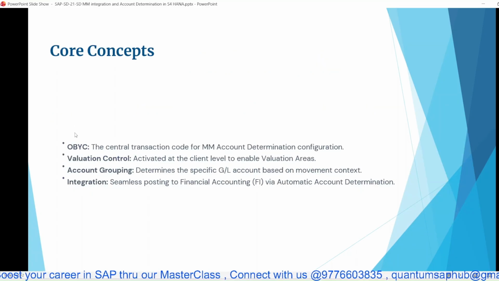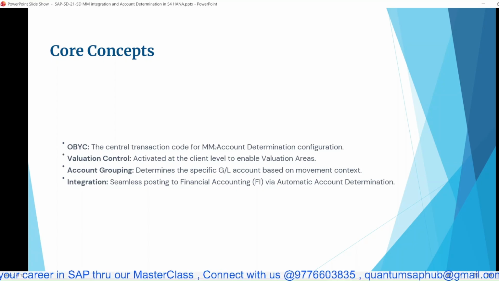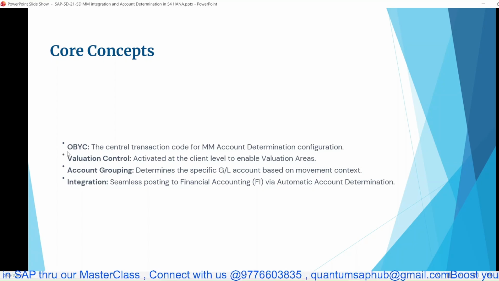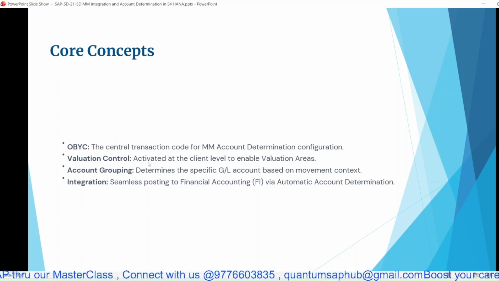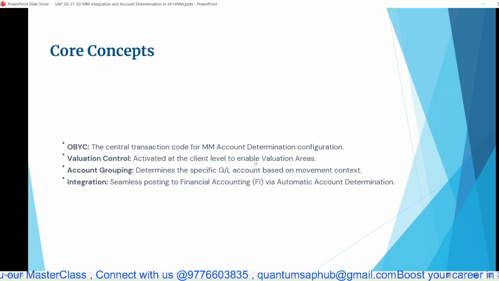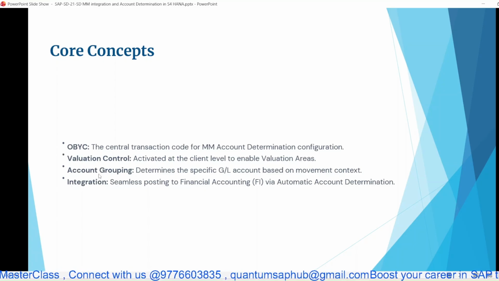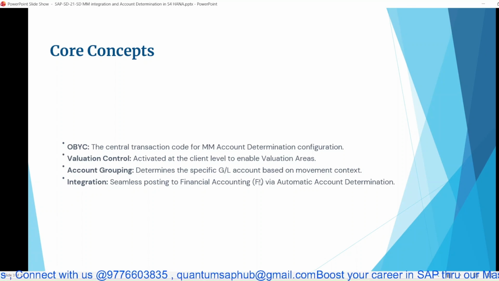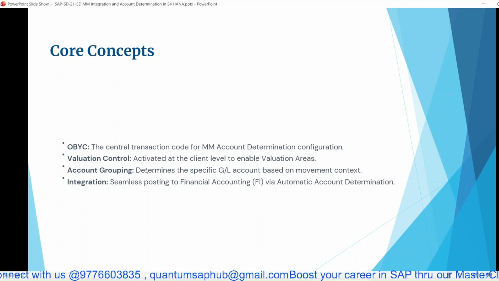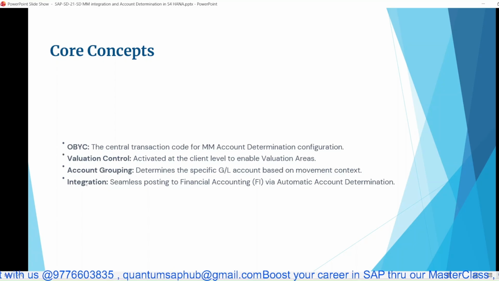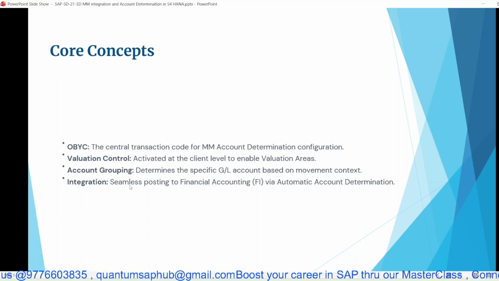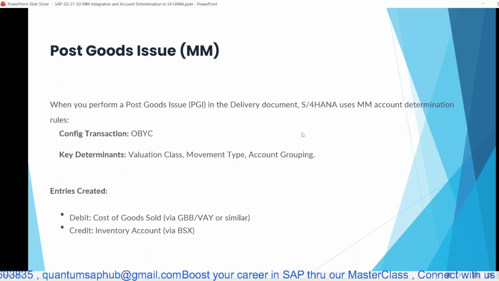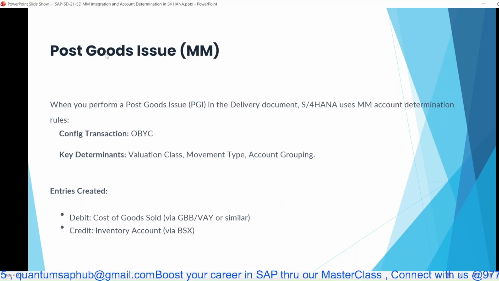Core concepts: the transaction code which we will use for account determination, MM account determination configuration, is OBYC. Valuation control is activated at the client level to enable valuation areas. Account grouping: GL accounts will be created based upon the movement context. This is already created, I will show you in the system. And integration is seamlessly posted to FI by automatic account determination.